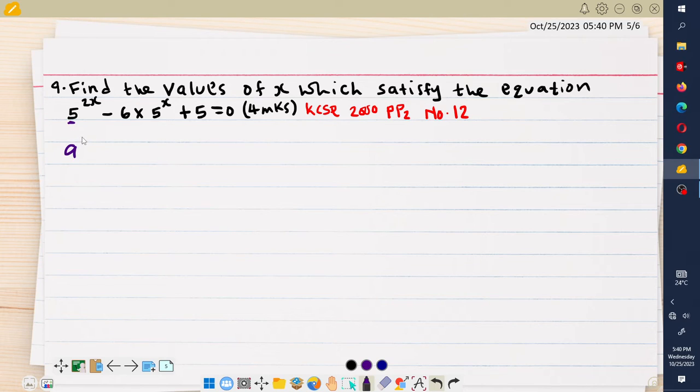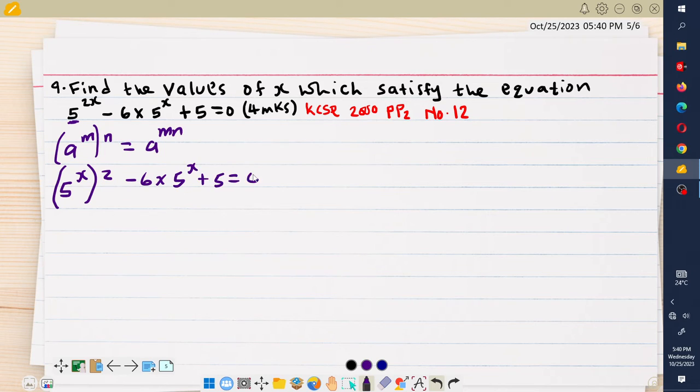Remember, a to the power of m, then to the power n is the same as saying a to the power of mn. So if I apply this law here, I'm going to have 5 to the power of x, then I take the 2 outside, then minus 6 multiplied by 5 power x, then plus 5 is equal to 0. Now you can see that 5 power x is common, so I will let y be equal to 5 power x, so that I substitute here. So I'm going to have y squared, then minus 6y, then plus 5 is equal to 0.